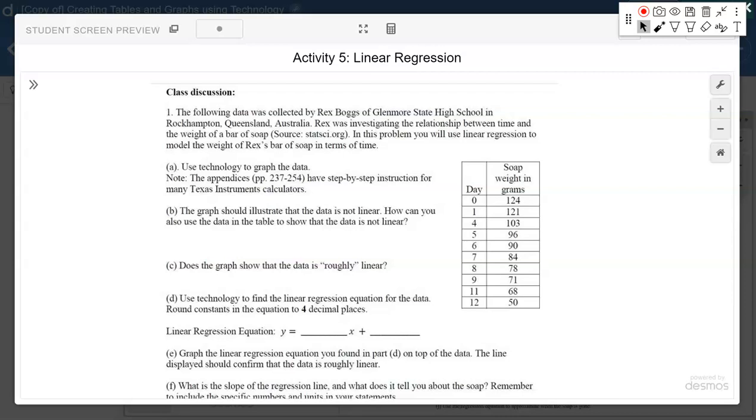Activity 5, Linear Regression. In this activity, you will learn how to use technology, which is Desmos, to find a linear function that models data that is not perfectly linear. Real-life data is often not perfectly linear, but if the data is roughly linear, a linear model is a reasonable choice for creating a model that approximates the data.